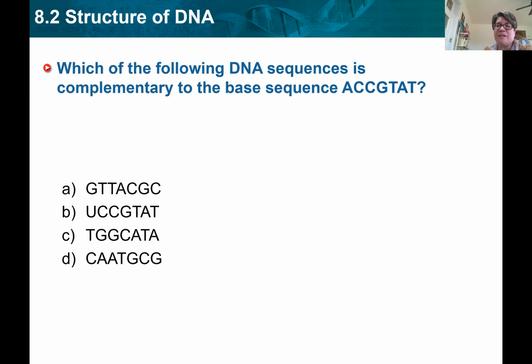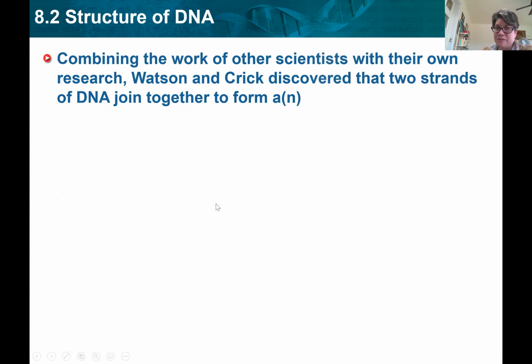Which of the following DNA sequences is complementary to the base sequence ACCGTAT? So we're looking at which one would bond with it. So look at which would bond with the A and start with that. Okay, so that should be the match. And you're never going to see a U and a T in the same sequence. U is in RNA and T is in DNA. So that one doesn't make sense.